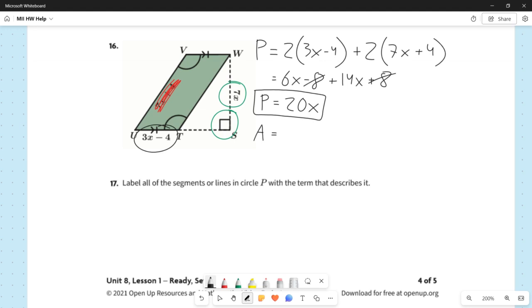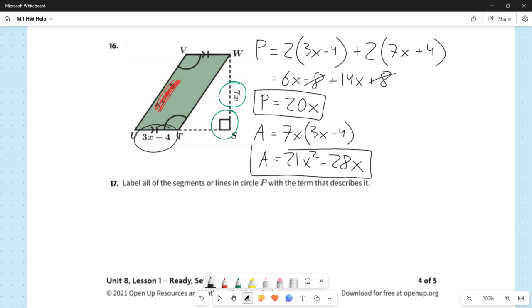So we're going to do base times height. I'll start with the 7x. That's our height of 7x times our base, which is 3x minus 4. To simplify, we're going to distribute. So 7x times 3x, well, 7 times 3 is 21, and x times x is x squared. And 7x times negative 4 is going to be negative 7 times 4 is 28, and the x comes along. And so our area is 21x squared minus 28x.